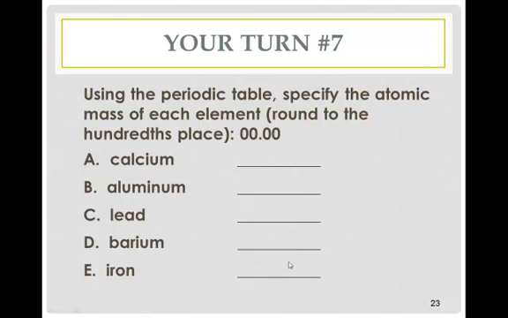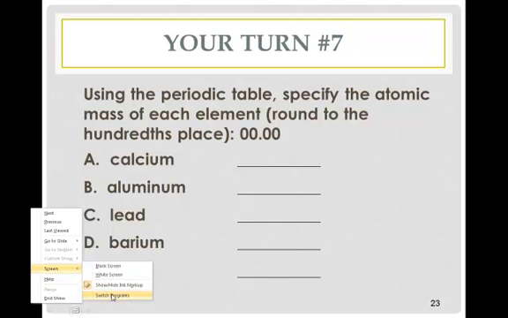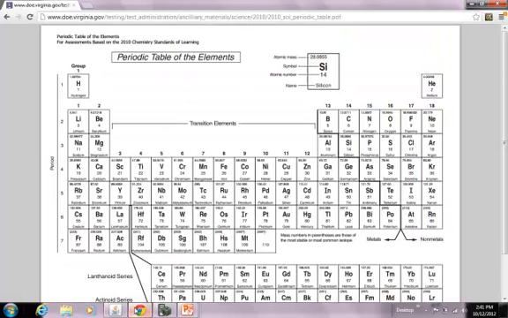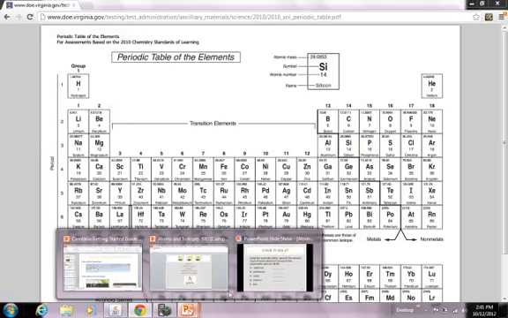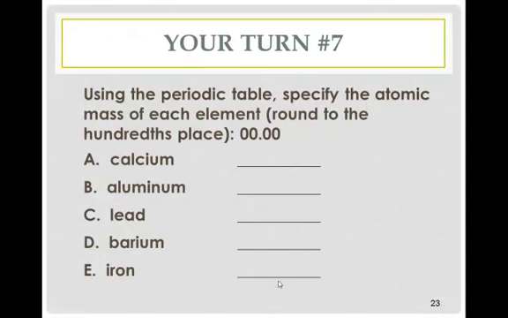Calcium would be 20. What is that? Let's look at it again. Calcium would be 40.08. Okay, so if I put it on my paper, I would put 40.08. All right, let's move on.